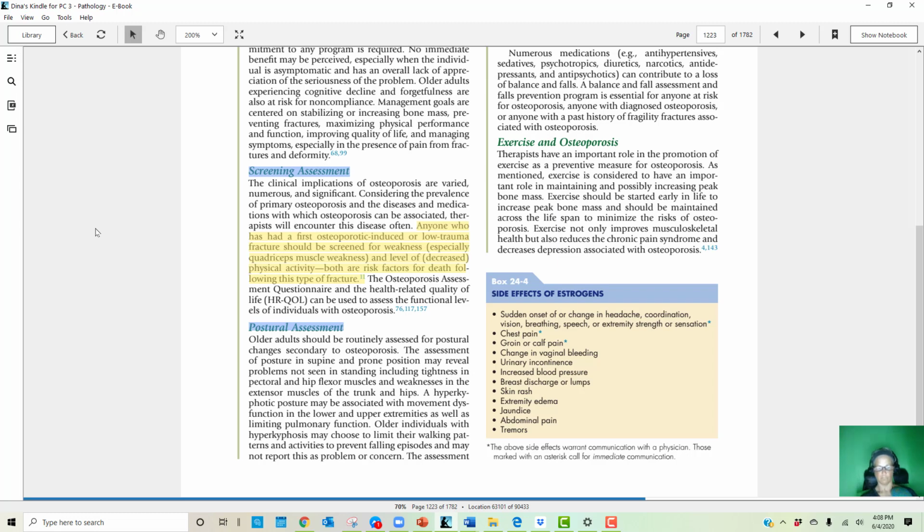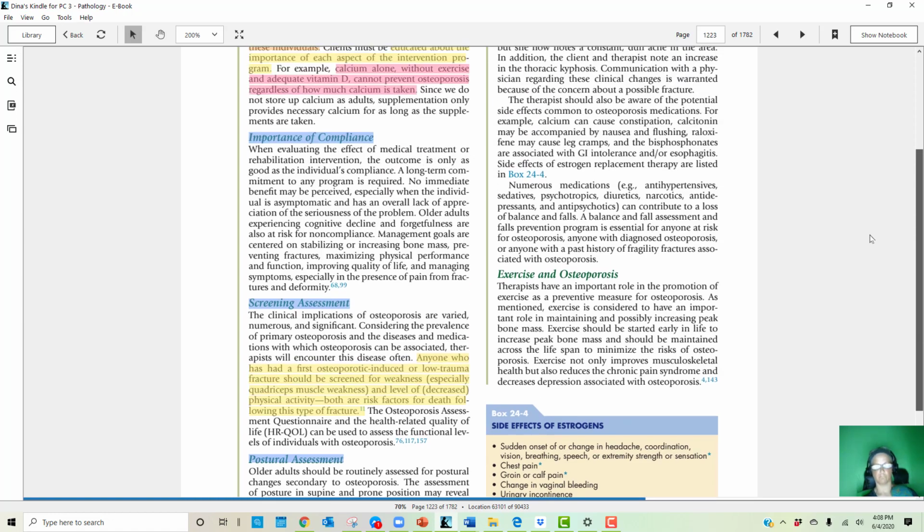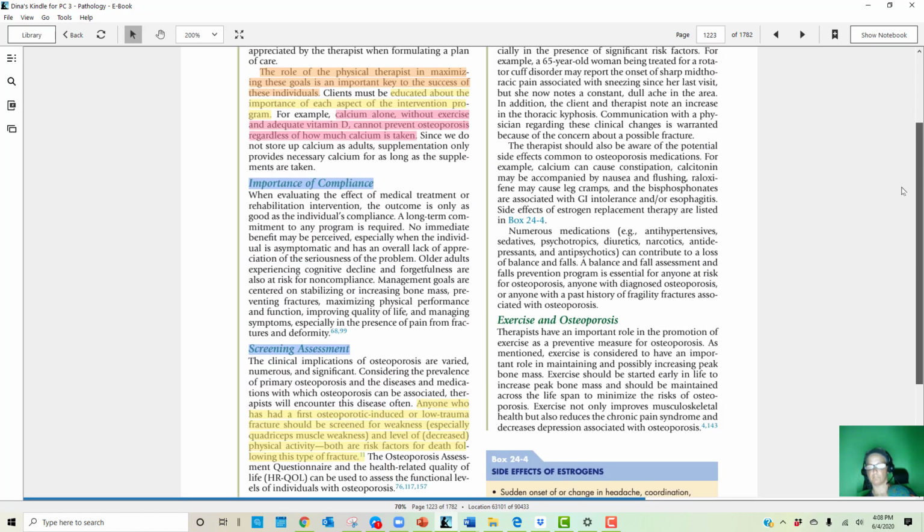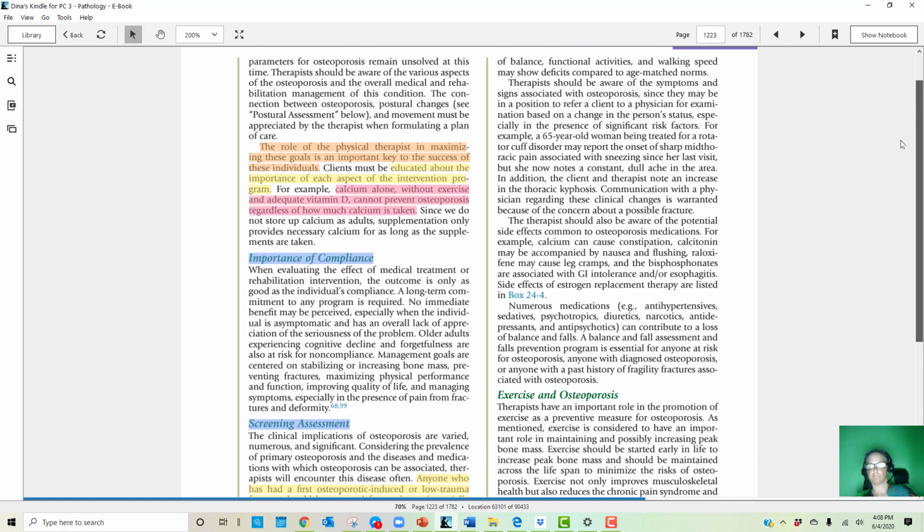A hyperkyphotic posture may be associated with movement dysfunction in the lower and upper extremities as well as limiting pulmonary function. Older individuals with hyperkyphosis may choose to limit their walking patterns and activities to prevent falling episodes and may not report this as a problem or concern. The assessment of balance, functional activities, and walking speed may show deficits compared to age-matched norms.